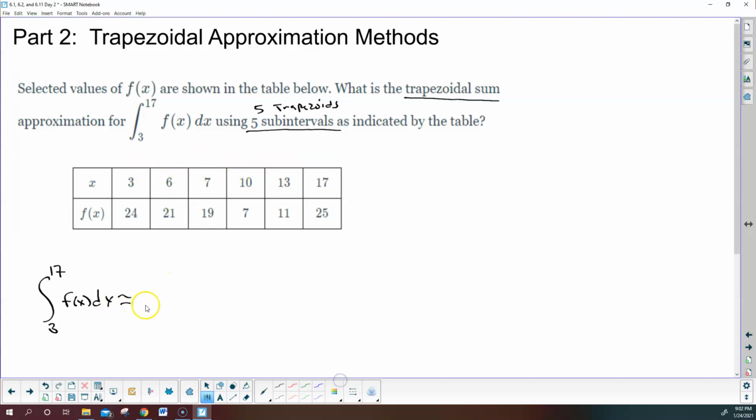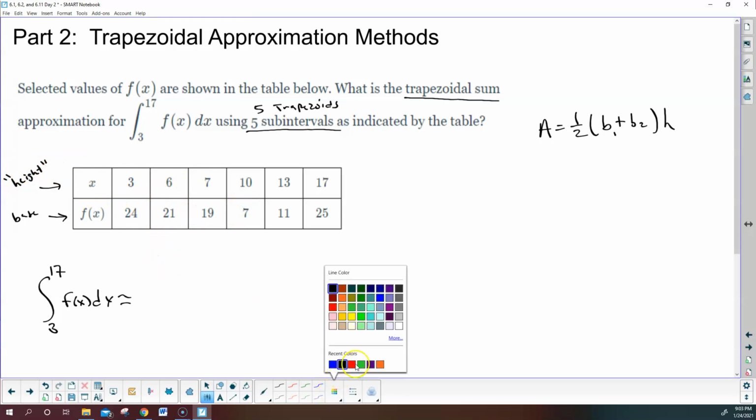I'm going to try to color coordinate this. And keep in mind, what is the area formula for a trapezoid? And where does base 1, base 2, where are they present? Those are the y values. Right, so these are the bases. And then where's the height? The height is the distance between the x values. And I use that term height pretty loosely.